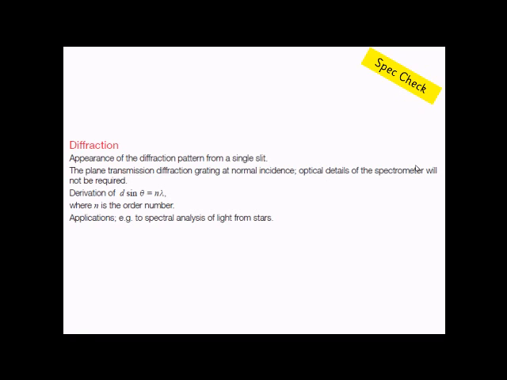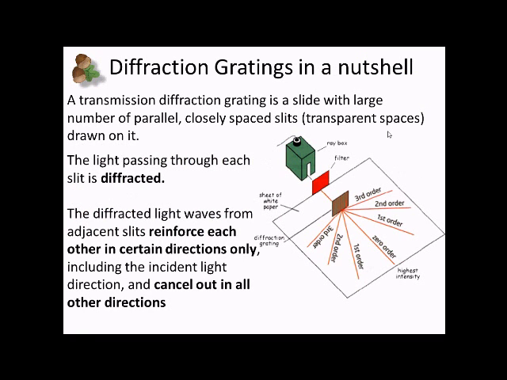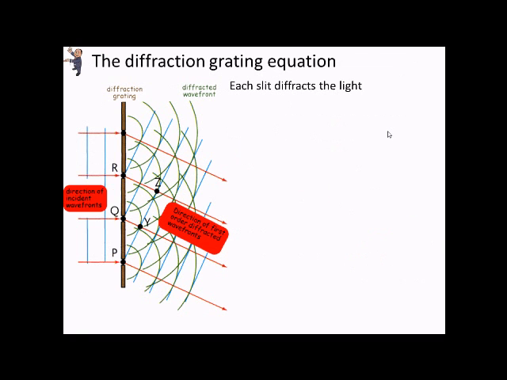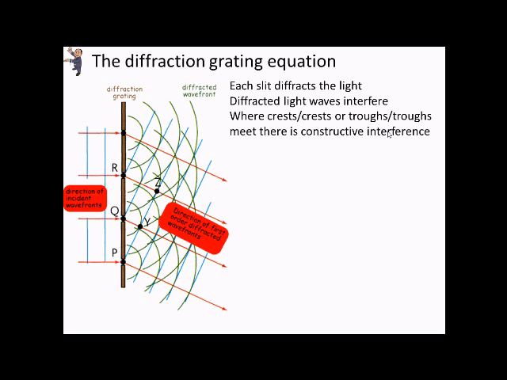So finally, diffraction gratings. Diffraction gratings are exactly what they sound like. It's a load of slits next to each other. Each piece of light that passes through each slit is going to be diffracted. So each slit diffracts light. The diffracted light, again, is going to interfere. We're going to have constructive interference in the same way as before, and we're also going to have destructive interference.